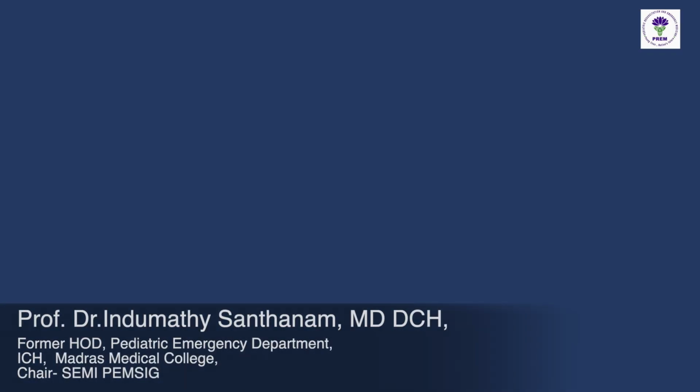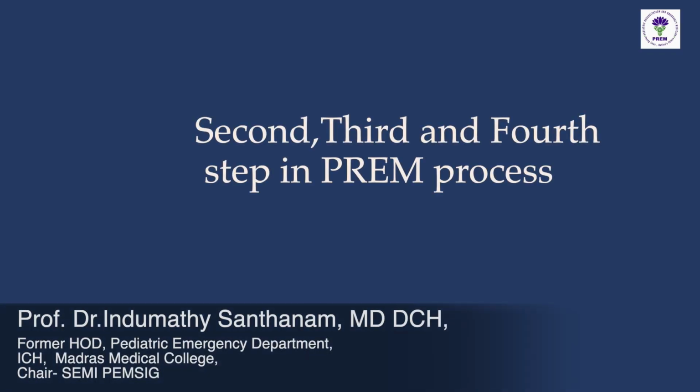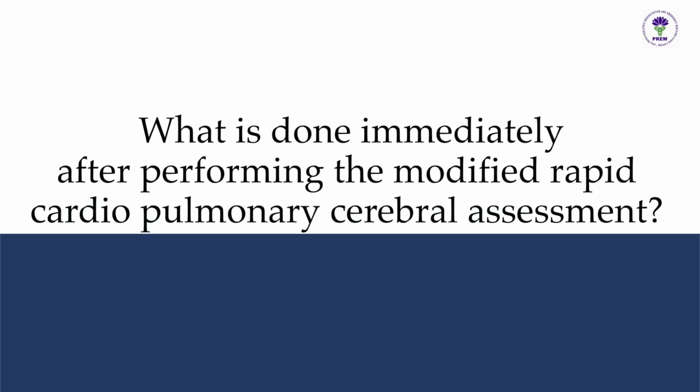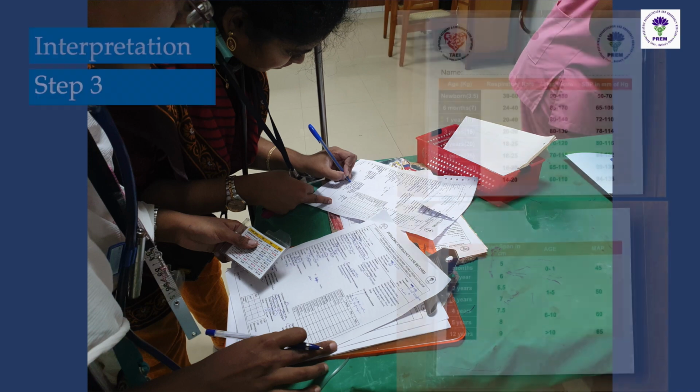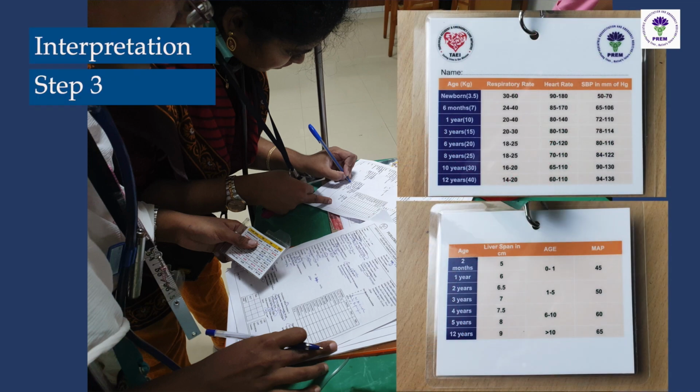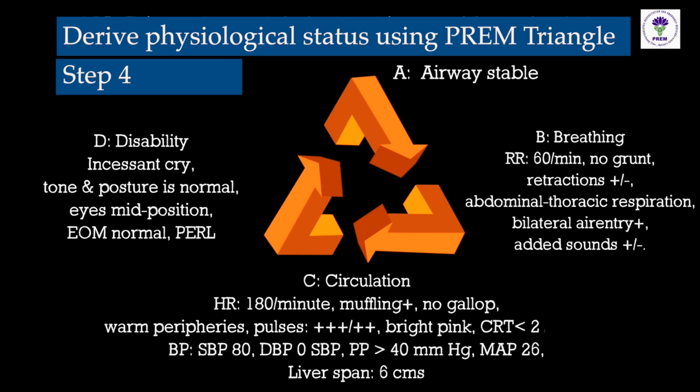This video describes the second, third, and the fourth step of the PREM process. What is done immediately after performing the modified rapid cardiopulmonary cerebral assessment. How to document in the PREM case record. How to interpret the vital signs. And lastly, how to derive the physiological status using the PREM triangle.